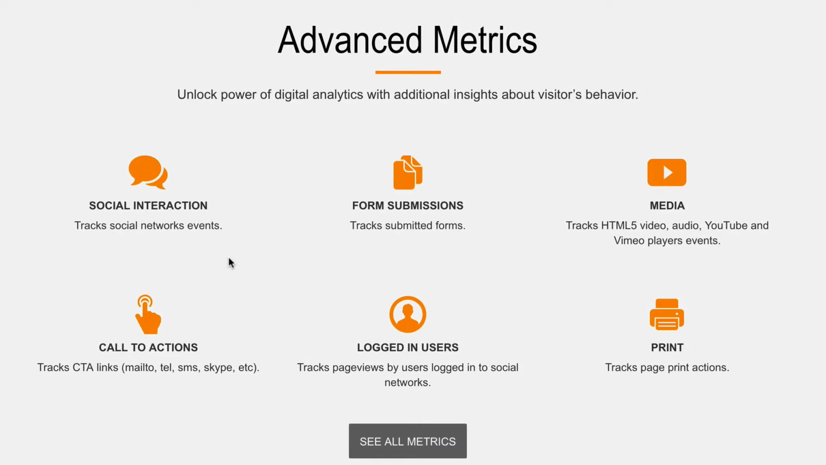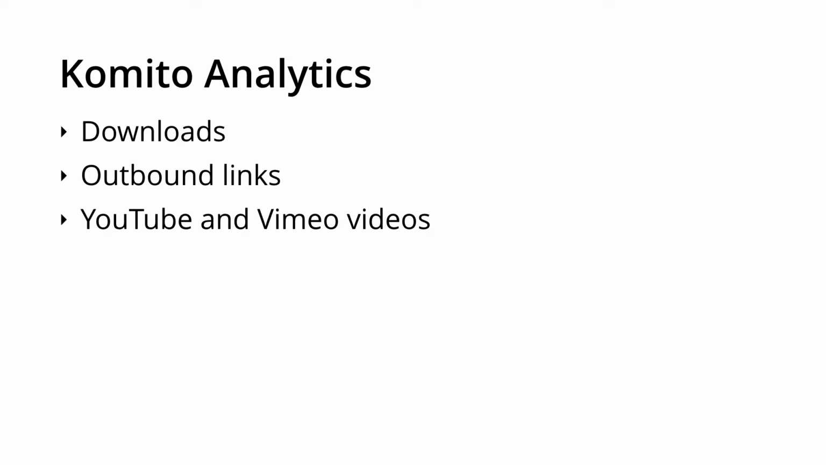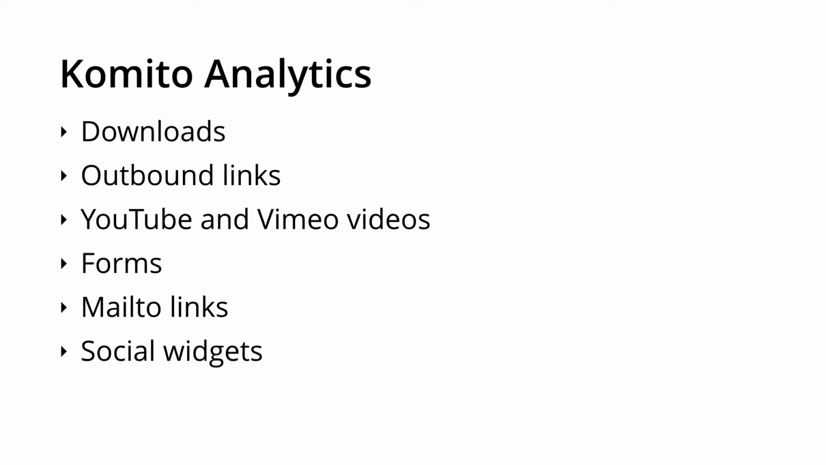So what can we track using Cometo Analytics? The script gives you the options to track a whole range of interactions automatically. These include downloads, outbound links, people watching embedded videos on your website, forms, mail to links, social widgets on your website, and even scroll depth.